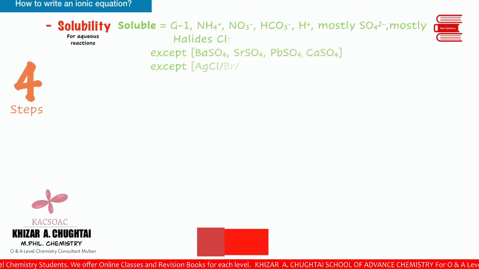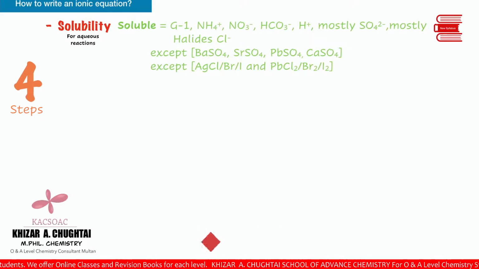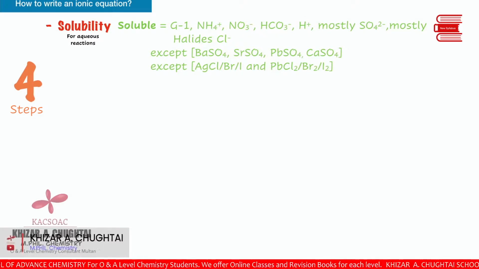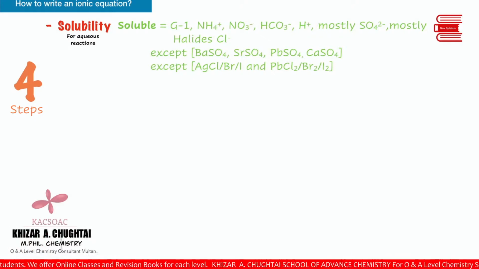Soluble compounds: group 1 element compounds, ammonium ion compounds, nitrate ion compounds, bicarbonate ion compounds, HCO3 negative ion, and H positive ion compounds. Any compound that has the ability to lose H positive ion into the aqueous medium is said to be soluble. Mostly sulfate ion compounds and mostly halide ions like Cl negative ion, Br negative ion, I negative ion. These compounds are also soluble.